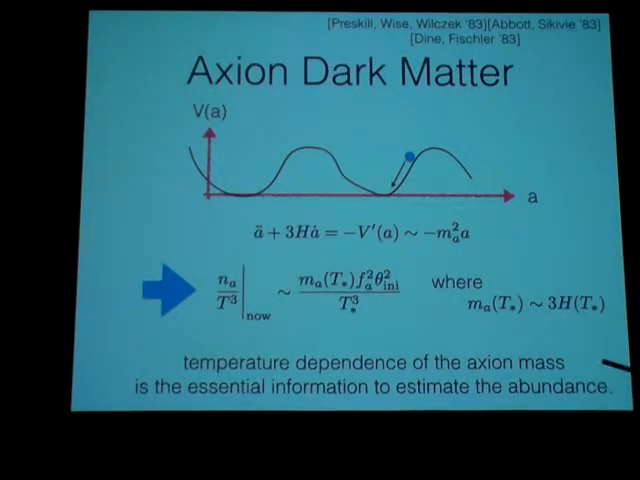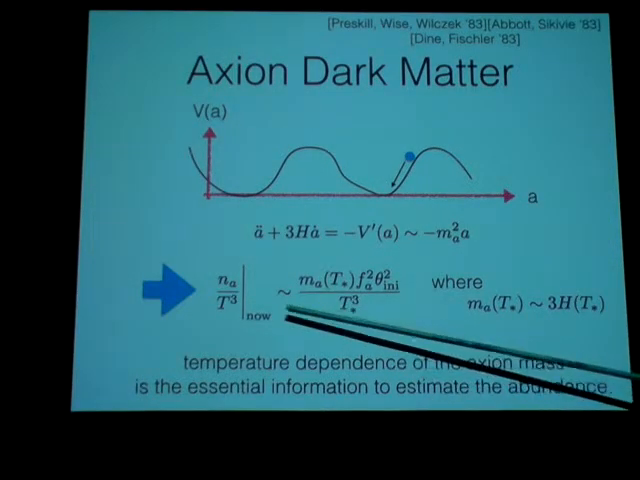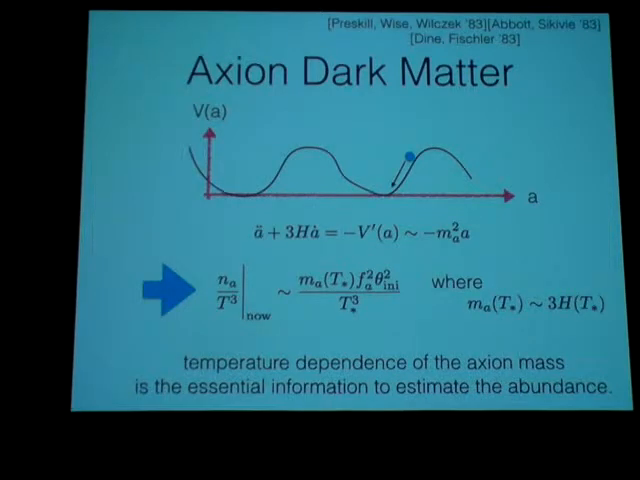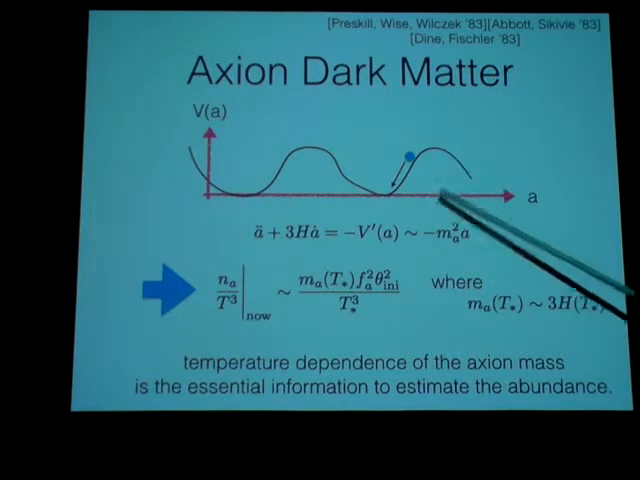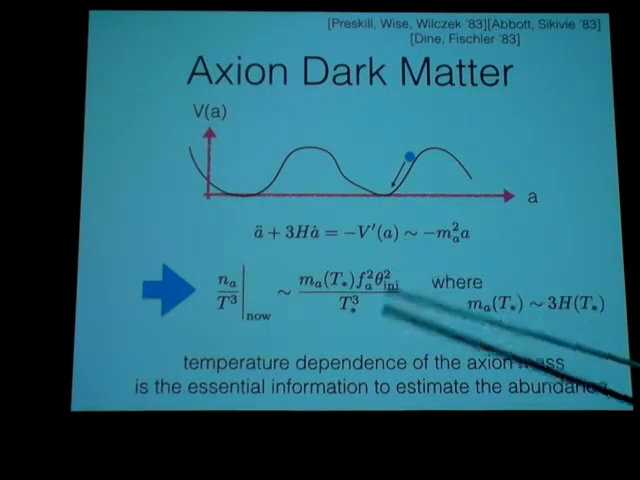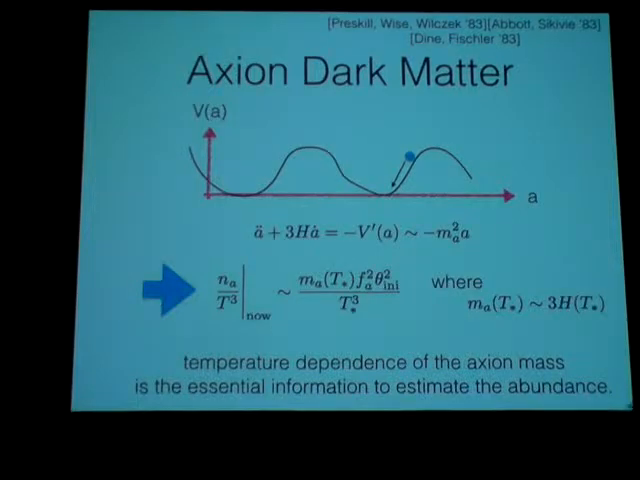So the way to calculate the axion abundance is now very easy, because this quantity is known to be time independent. That means you can estimate it at the time of oscillation. From the beginning of the oscillation till now, this quantity is invariant. So we can just estimate it at the time when the axion starts to oscillate. And the axion starts to oscillate when the axion mass becomes comparable to the Hubble friction.